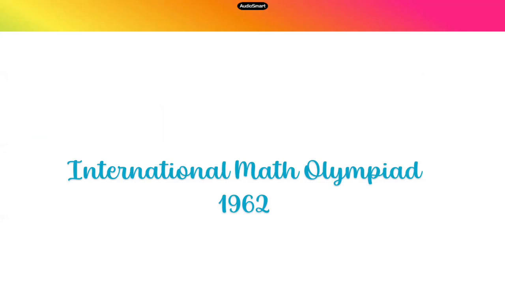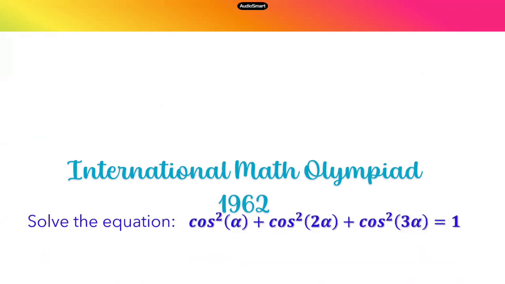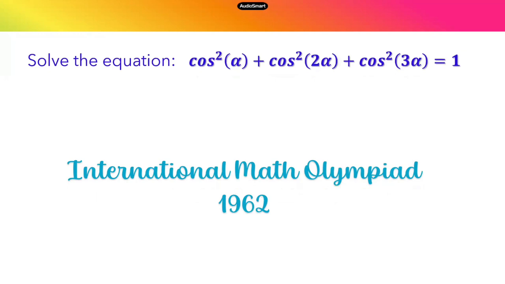Welcome to my lecture. Today we are going to solve one trigonometric problem from the International Math Olympiad 1962. The problem states: solve the equation cosine square alpha plus cosine square 2 alpha plus cosine square 3 alpha is equal to 1. To solve this problem, we need to recall a few basic trigonometric identities which you might well know, but to have a complete answer, we recall some basic identities.